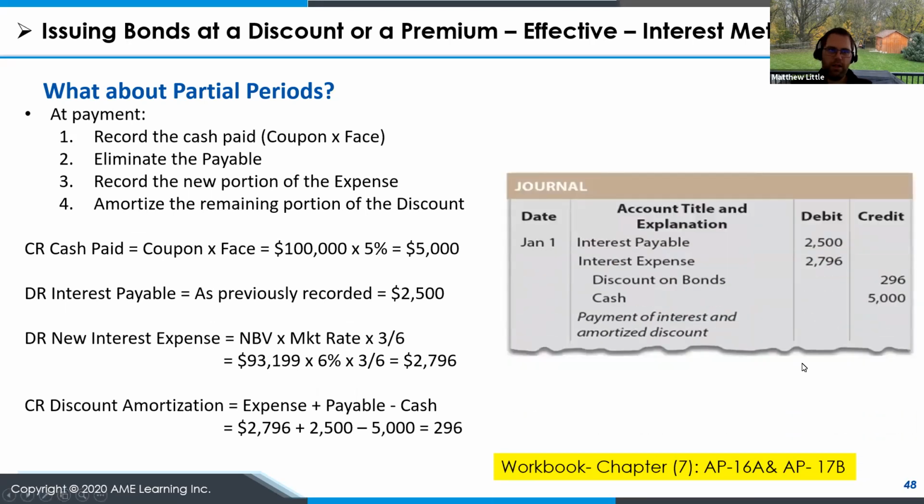All right, and this is when the payment is made. So when we make the $5,000 payment and we're only 3 months into the new fiscal year, our interest payable would reduce by the $2,500. We would do the same calculation for 3 months, being in the first 3 months of the year, to give us our calculation for interest expense, and then the discount falls out.